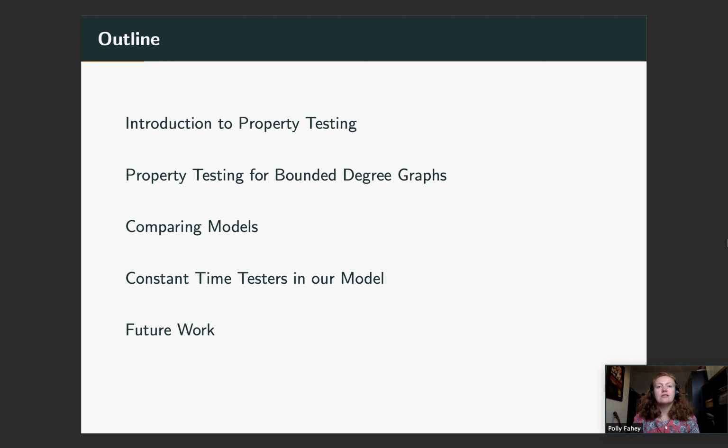As an outline of this talk, I'm going to start with an introduction to property testing. I will then formally define the bounded degree graph property testing model, and then our model. I will then discuss some results comparing these two models before showing a result on constant time testers in our model, and then concluding with some future work.